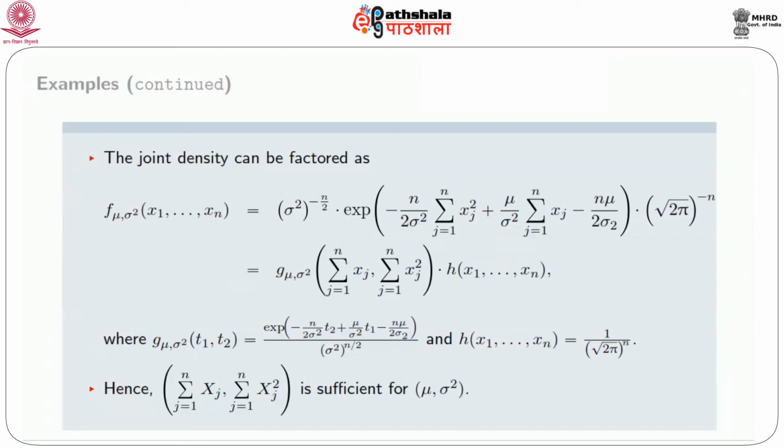Here there are two unknown parameters, mu and sigma square, and there are two statistics, summation j from 1 to n xj and summation j from 1 to n xj square. Actually here another sufficient statistic for mu, sigma square is x bar and s square, where x bar equals to 1 by n summation xj and s square equals to 1 by n summation j from 1 to n (xj minus x bar) square.